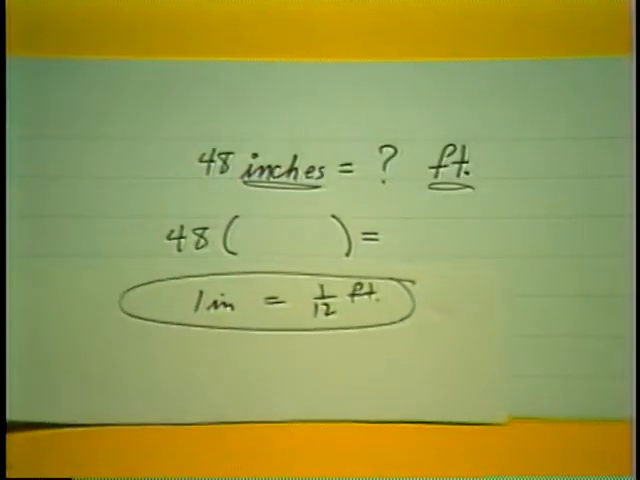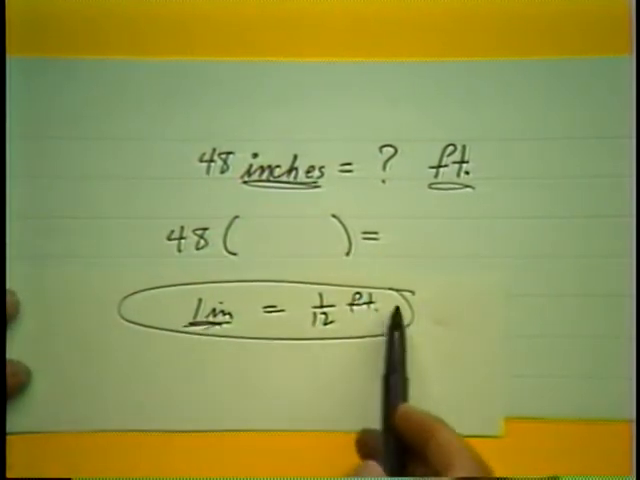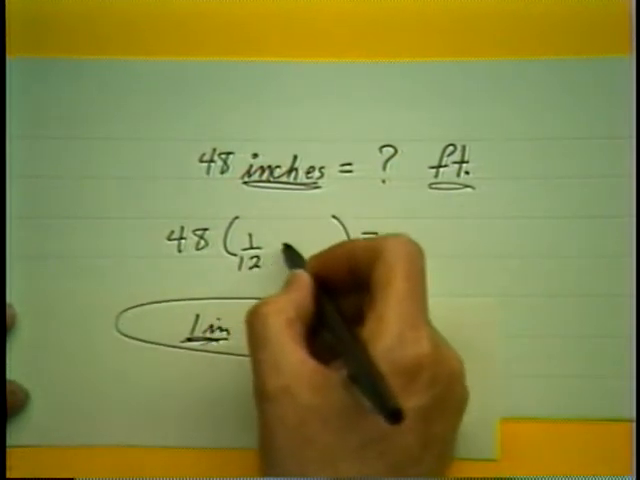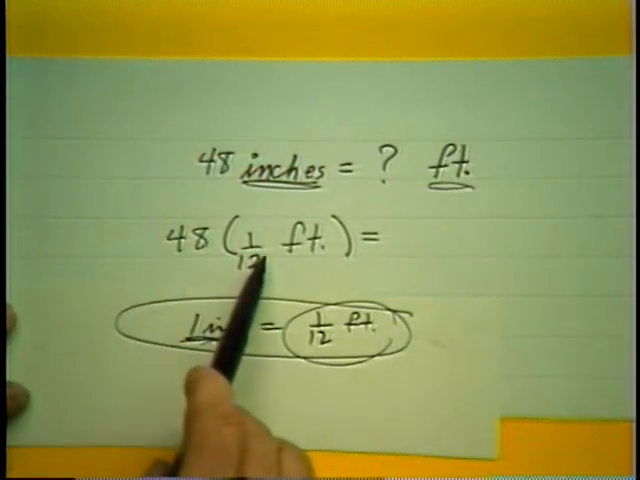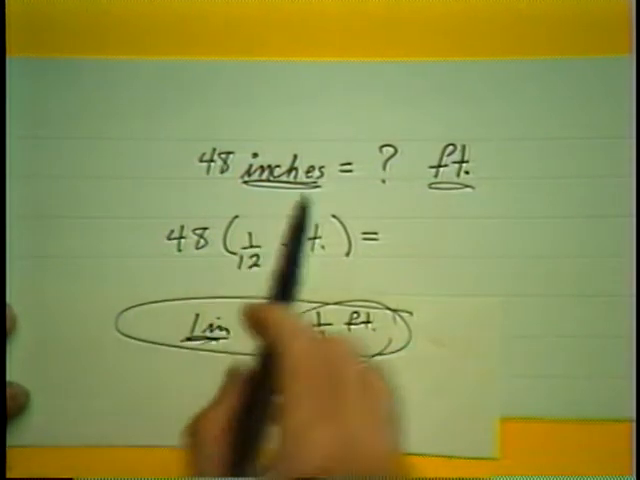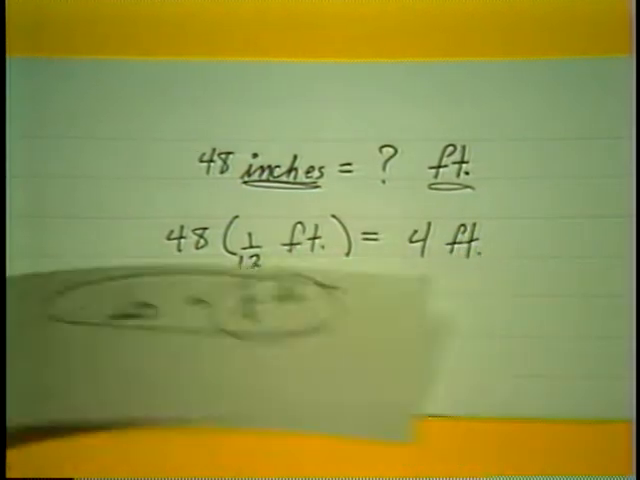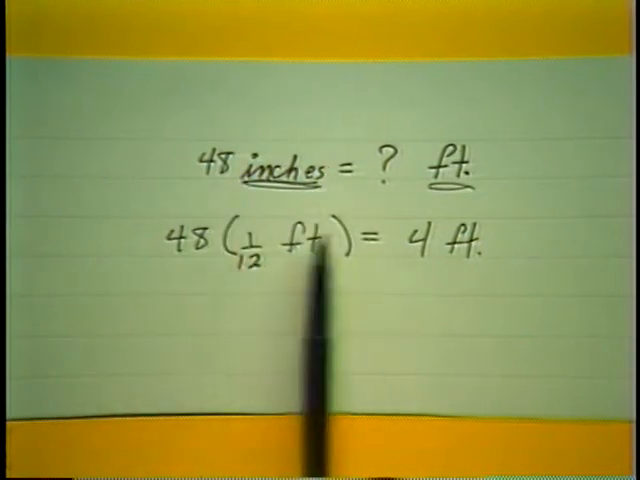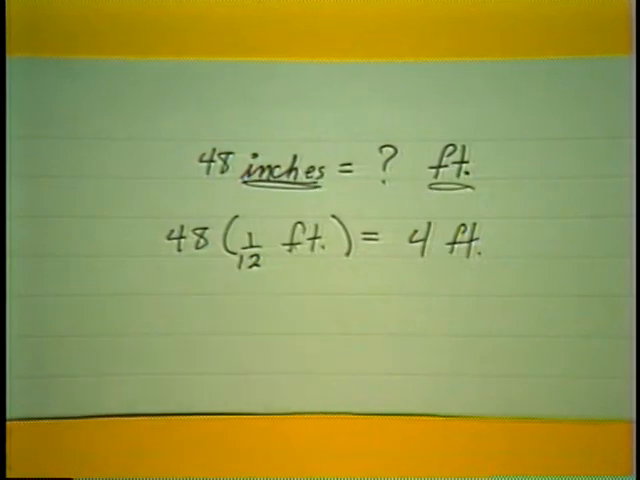So going back to our given problem, our inch unit is going to be replaced by its equivalent, which is 1/12 of a foot. Now doing the multiplication, 48 times 1/12 is 4 feet. And we're done. Replace the unit by its equivalent in the other unit, then multiply.